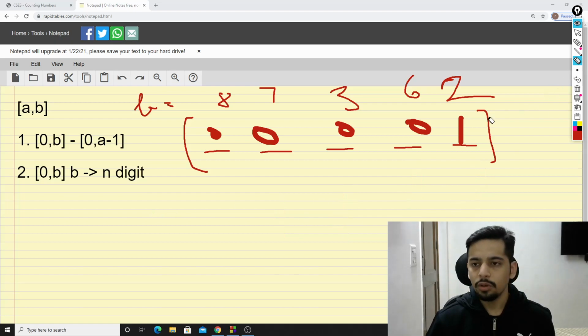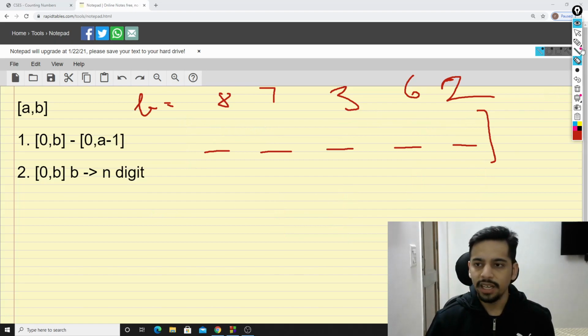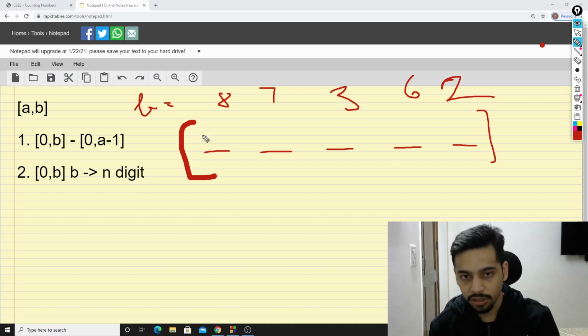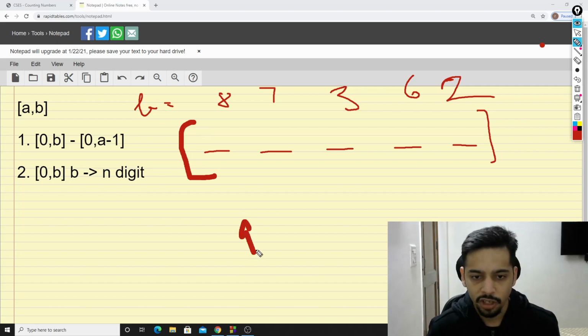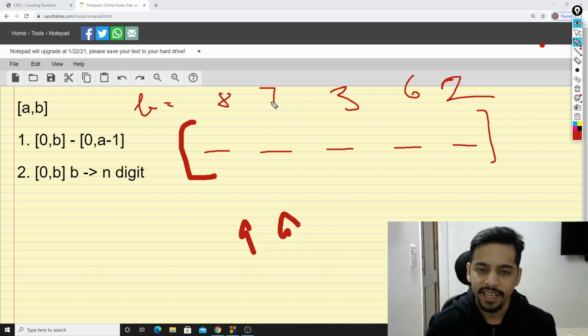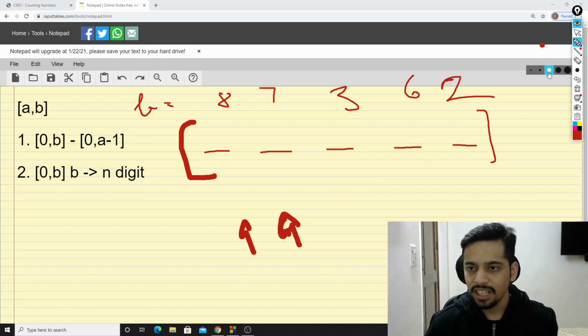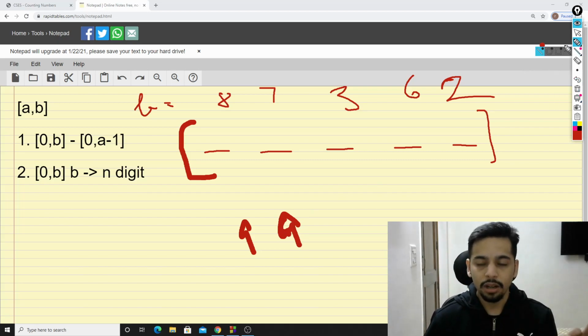So let's forget about keeping our number less than or equal to b. Let's think about the problem without that constraint. Let's say there is no constraint. I'm just trying to generate all the possible n digit numbers. In that case, I would generate some extra numbers that are greater than 8, 7, 3, 6, 2 but definitely less than or equal to 9, 9, 9, 9, 9, 9, 9, right?